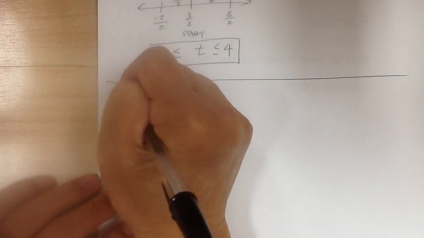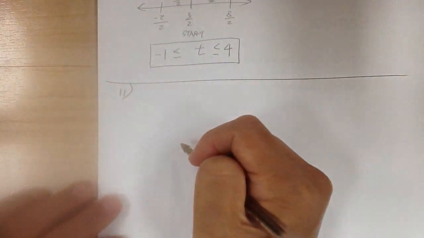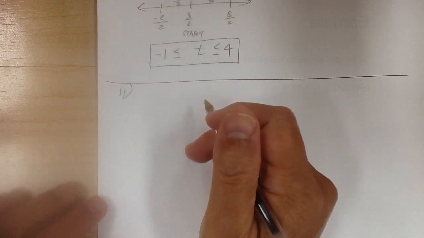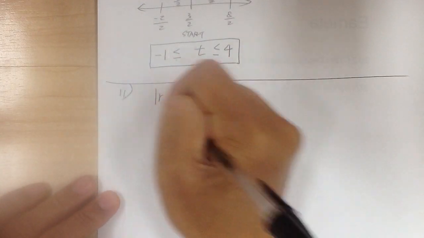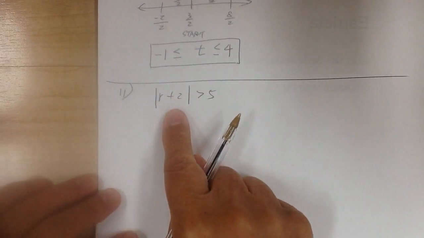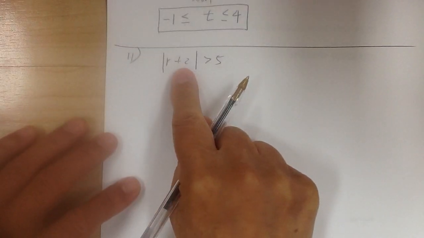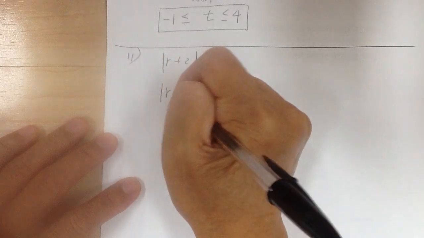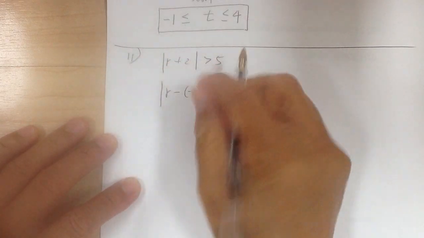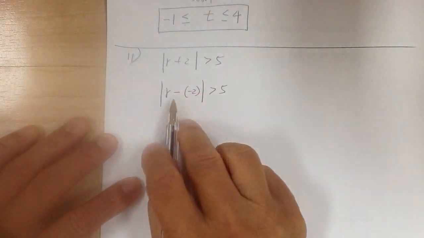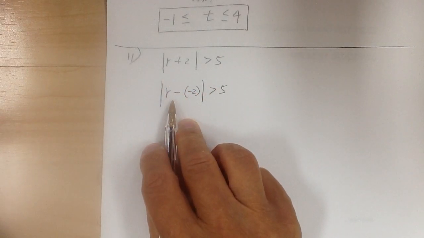Okay, number 11. You have the absolute value of r plus 2 is greater than 5. Okay, so first you have to put it in the proper form. Notice this is a plus, so you need to get into a minus. So you have to do this, right? Break the plus into minus. You need to have a minus because that's your definition, right?